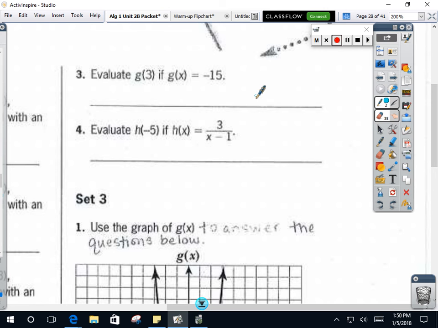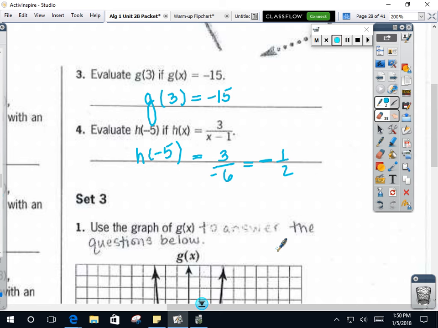Evaluate g of 3 if g of x equals negative 15. Right, this is a constant function. There's no x over here to plug the 3 into, so the answer remains negative 15. It's a constant function. Okay, and then evaluate h of negative 5 if h of x is 3 over x minus 1. Right, because when you first did it, it would have been 3 over negative 6, right? Because negative 5 minus 1 is negative 6. And then once you simplify that, it's negative 1/2.